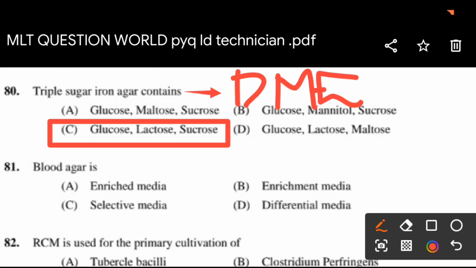Okay. Next question. Blood agar is enriched media, enrichment media, selective media, differential media. And this question is also there in the DME laboratory technician examination. The right answer is enriched media.